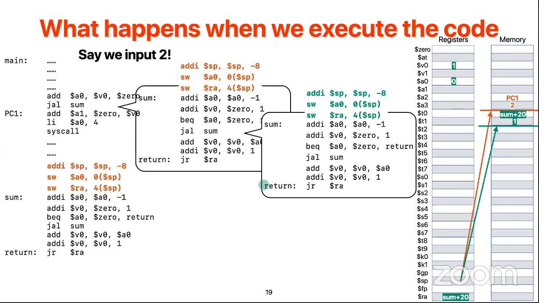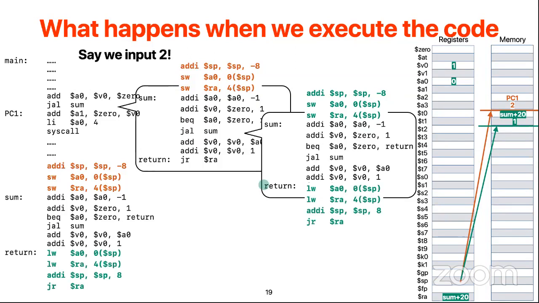However, when we jump and return, we have to load values before we return, because we store values in the stack. So we have to load the stuff from the stack first. So we have to additionally put these 3 lines of instruction in front before the jump and return. So we load the 1 from the stack to the A0 register. We load the sum plus 20 from the register, and then jump and return, right? So that's how we get back to the previous caller, and we keep going.